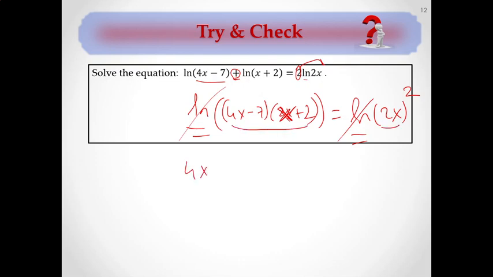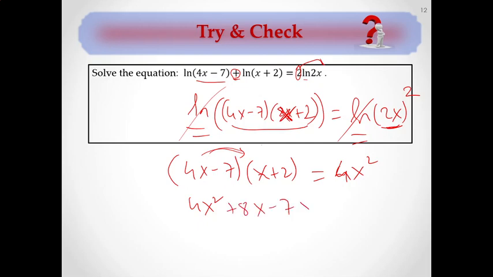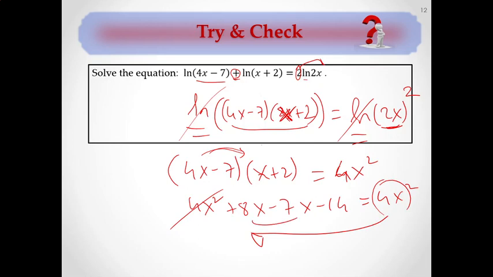So I say these are equal then. So it will be 4x minus 7 times x plus 2 equal to 4x squared, right? This is 2x squared, which means 4x squared. You can do this job. That will be 8x minus 7x minus 14 is equal to 4x squared. And we can send this one to here, and it will be 0. This one will be x, and x minus 14 equal to 0. And here x is equal to 14 now.